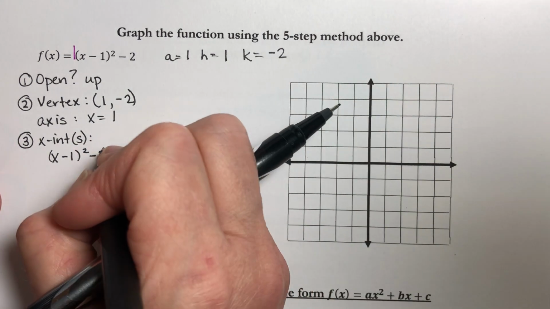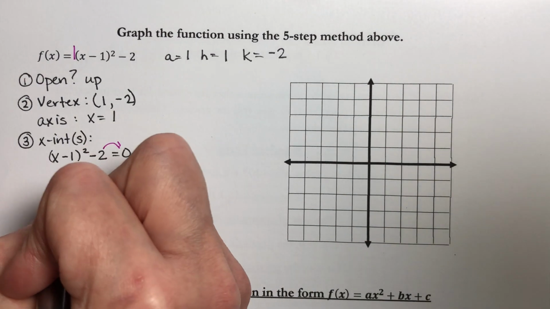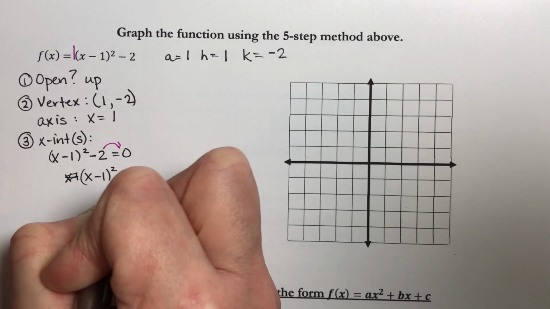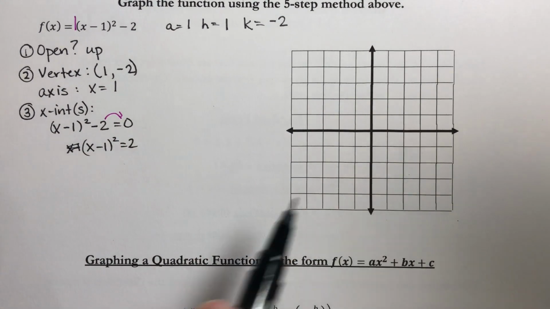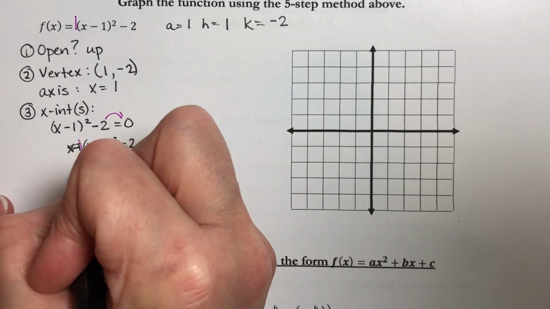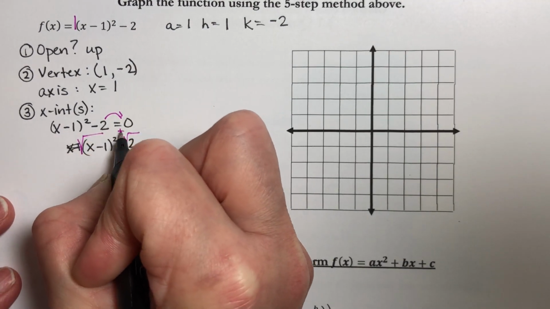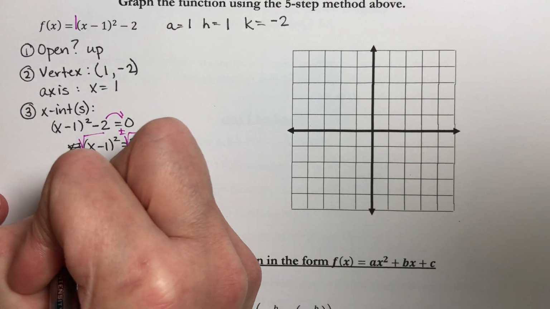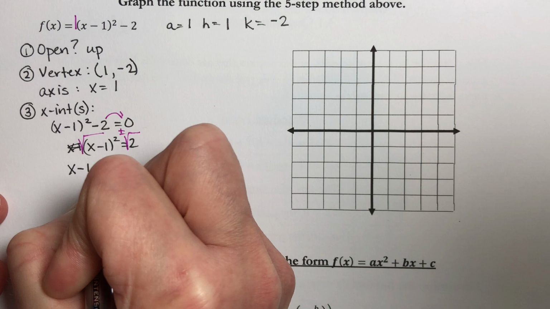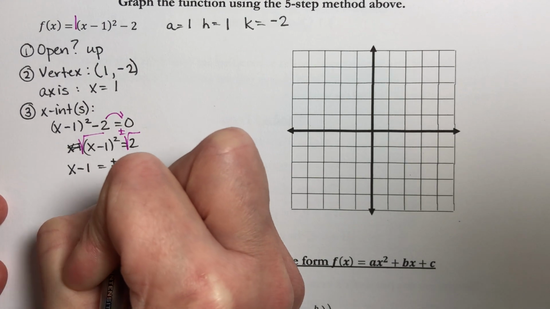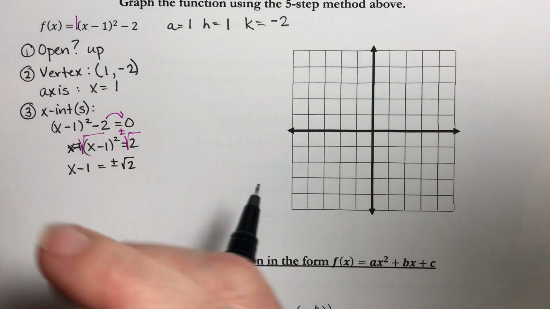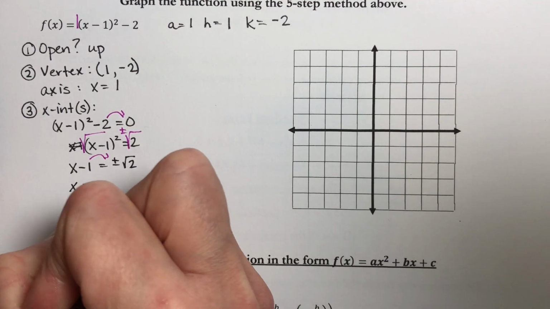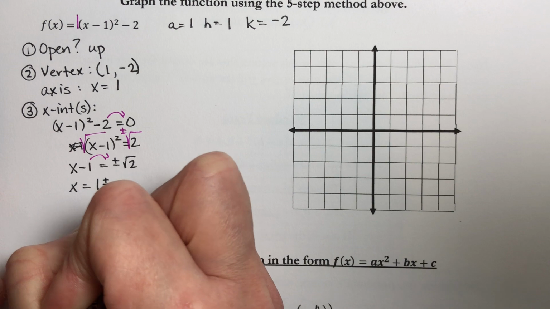Now to solve this, I'm going to add 2 to both sides. I get x minus 1 squared equals 2. Now I can use the square root property to solve this, meaning I need to put in a plus or minus right here. And I get x minus 1 is equal to plus or minus the square root of 2. Now add 1 to both sides, and you get x is equal to 1 plus or minus the square root of 2.